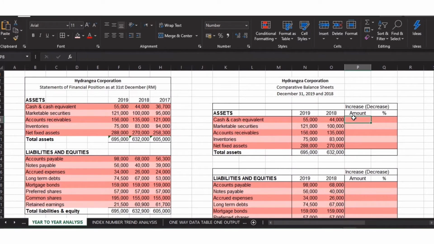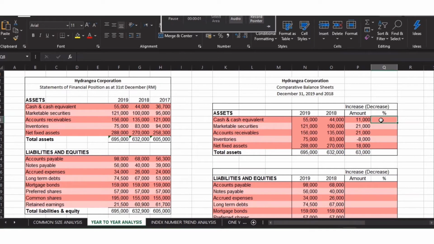Next, we have to calculate year-to-year analysis. Firstly, you have to equal the current year price for cash amount minus the base year, which is 2018. We will get the answer, 17,000. Next, we have to calculate the percentage change. Firstly, I have to equal the amount increase or decrease divided by the amount of 2018 for cash, and then multiply by 100. So you will get the answer 25%.